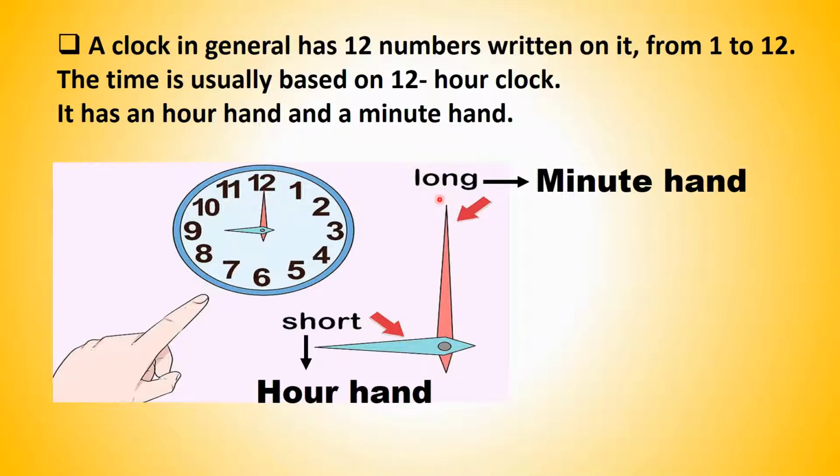A clock in general has 12 numbers written on it from 1 to 12. The time is usually based on a 12-hour clock. It has an hour hand and a minute hand. The short hand is the hour hand and the long hand is the minute hand. The hands move in the direction as shown. The short hand moves slowly and the long hand moves faster. See in the clock, when the minute hand is at 12, the hour hand is at 9, it is 9 o'clock.